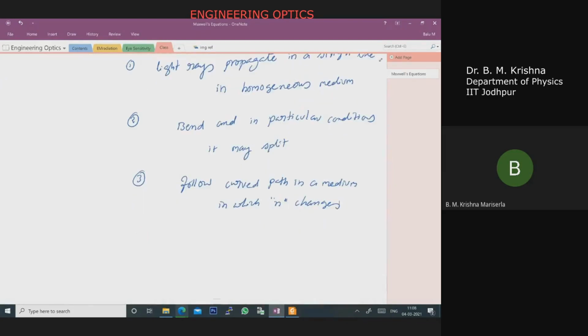The ray can also be absorbed by the medium or reflected. It can be absorbed or might be reflected. So the light ray propagates in a straight line path. That's what the assumption is.